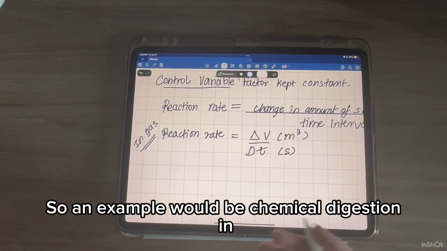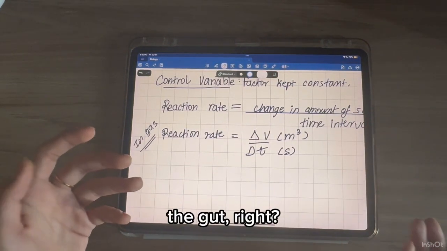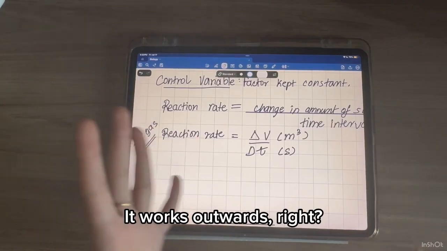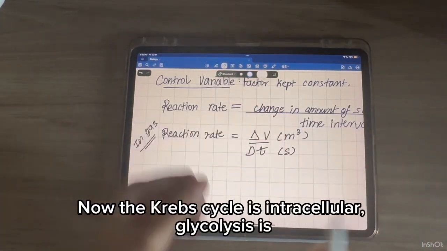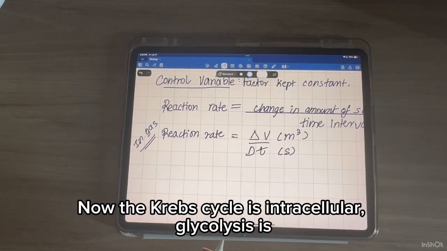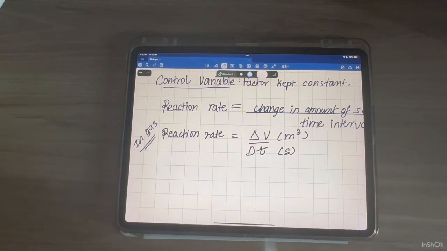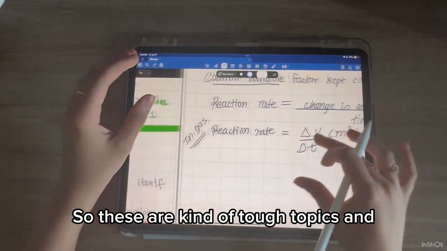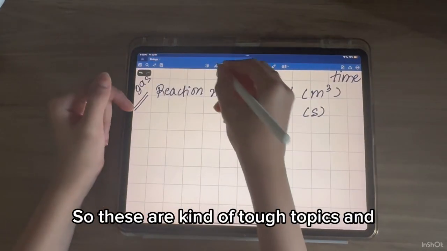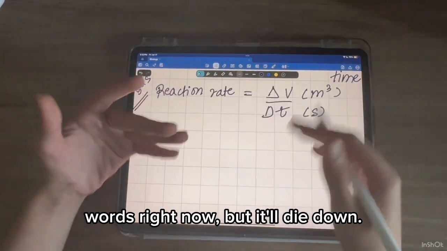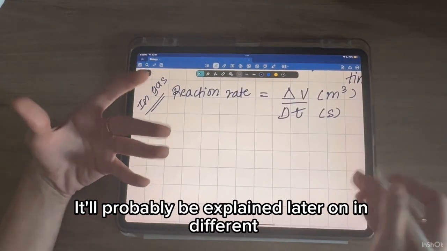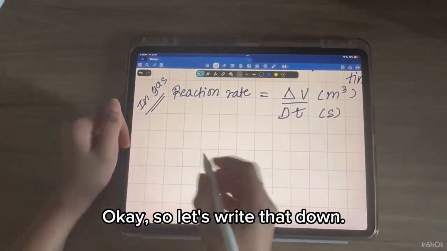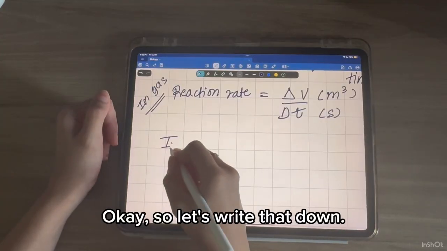So an example would be chemical digestion in the gut, right? It works outwards, it's not working inside the cell itself. Now, the Krebs cycle is intracellular, glycolysis is intracellular, etc. So these are kind of tough topics and words right now, but it'll die down. It will probably be explained later on in different chapters. So let's write that down.